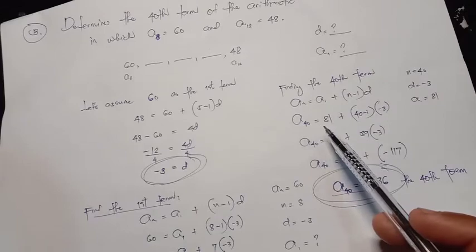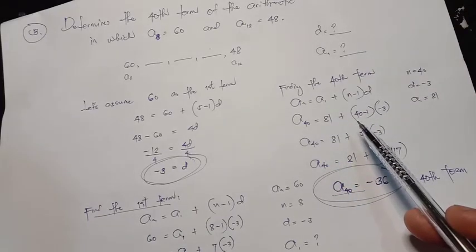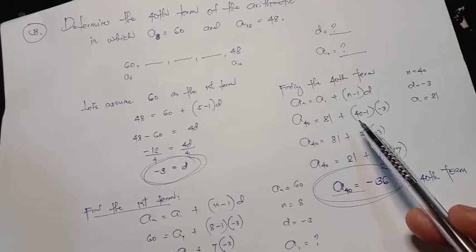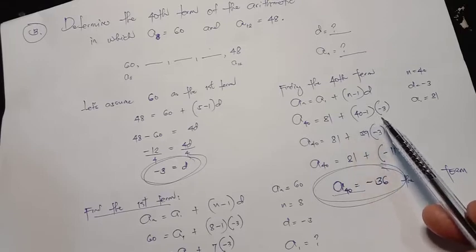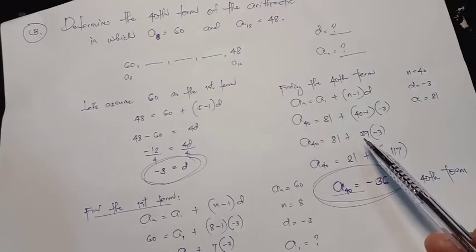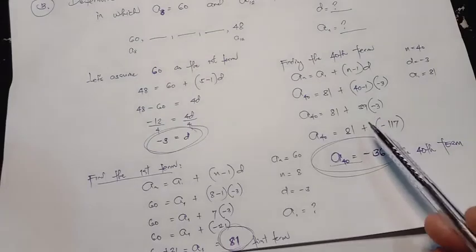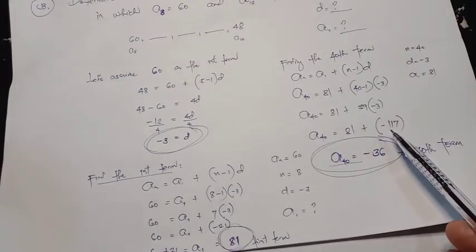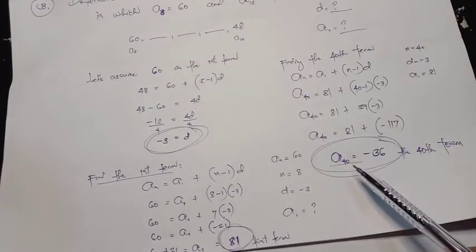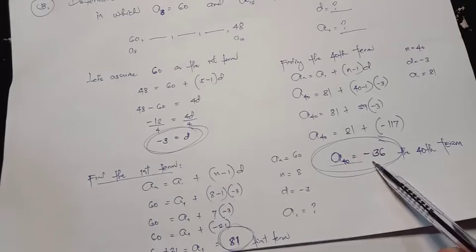So, A sub 40 is equals to 81 plus 40 minus 1 because ika-40 term ang kukunin natin times the common difference negative 3. So, 40 minus 1 is equals to 39 times negative 3. Negative 3 times 39 is negative 117 plus 81. So, A sub 40 or the 40th term is equals to negative 36.